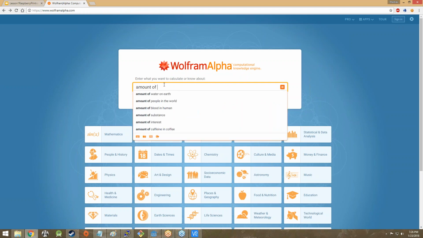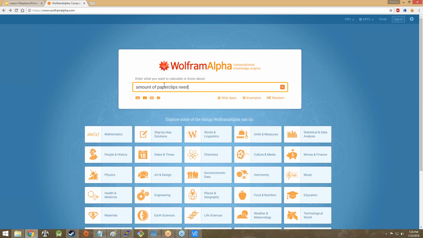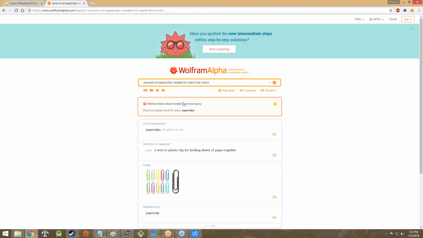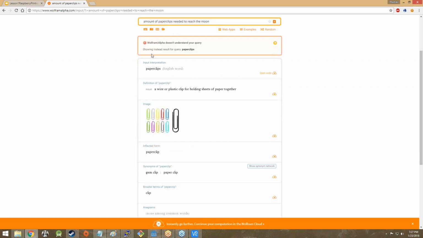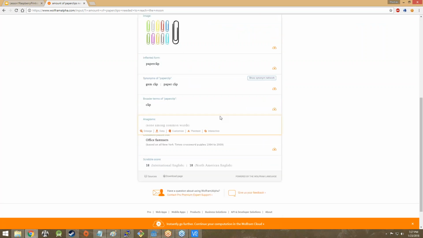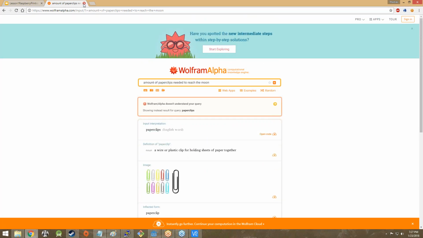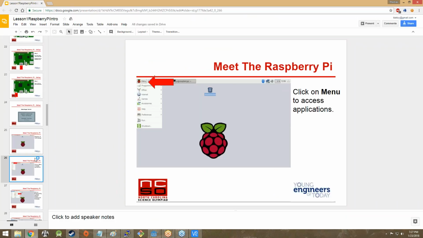So, amount of paper clips needed to reach the moon. I'm doing some pretty esoteric things as well. Wolfram Alpha generally does a lot better with actual mathematical stuff. Yeah, as you can see, it kind of flipped out. Well, anyway, that's what it is. You've also got it on your Raspberry Pi.